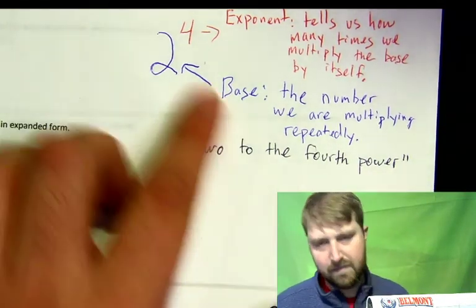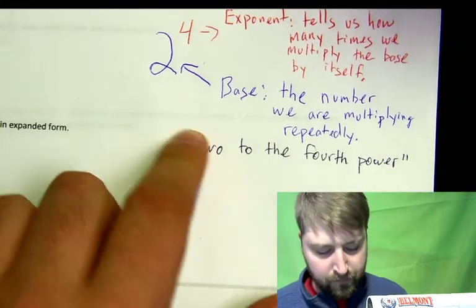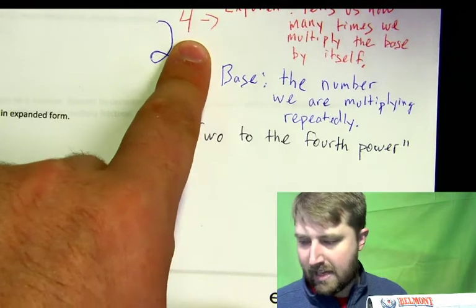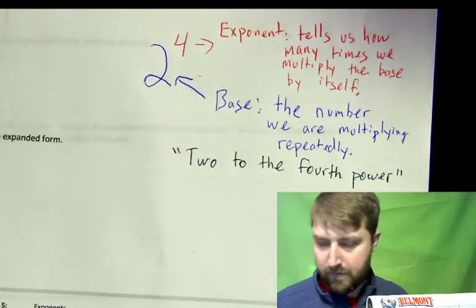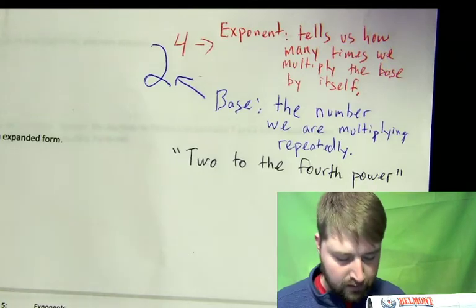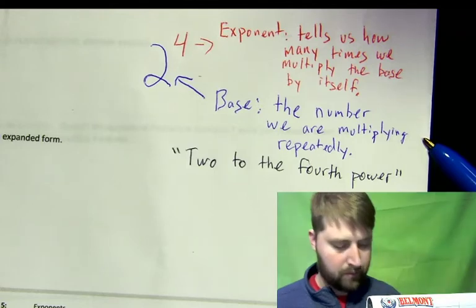And power is just how many times we're multiplying it by itself. So 2 to the fourth power, the exponent is the fourth power because we're multiplying the 2 by itself 4 times. All right, we got this. It's not 2 times 4, it is 2 times 2 times 2 times 2.